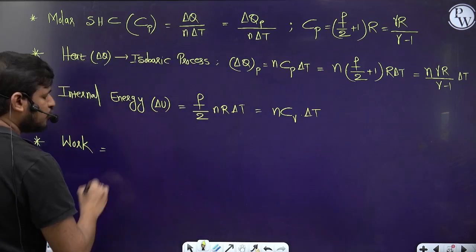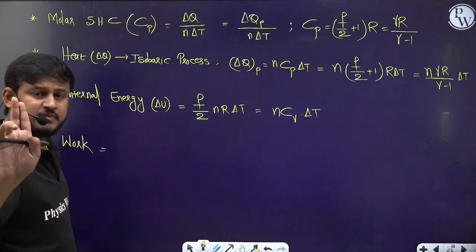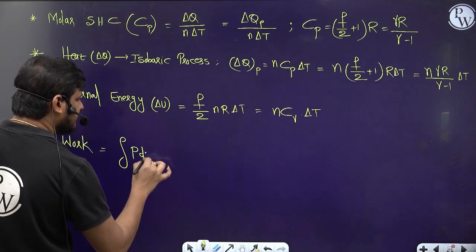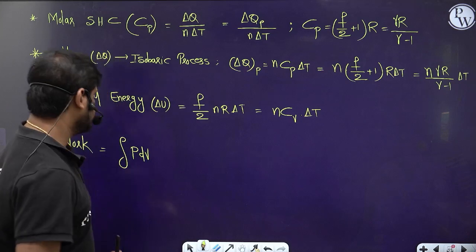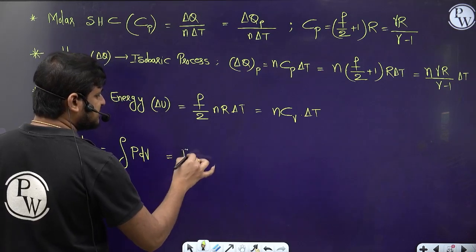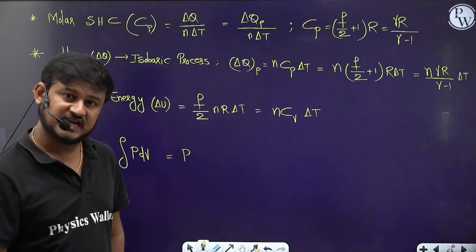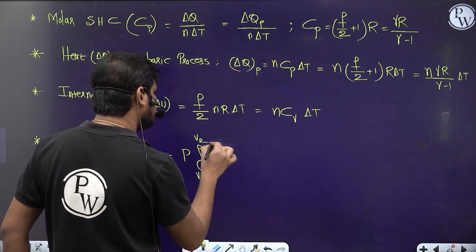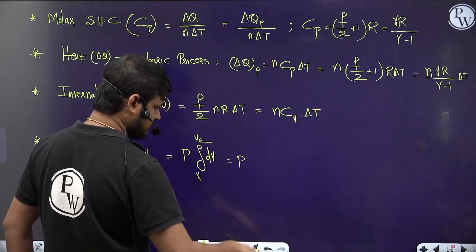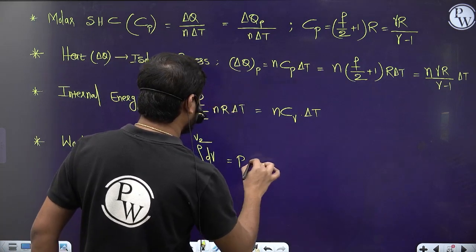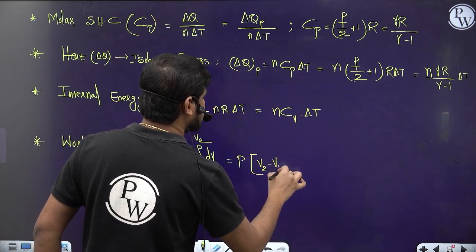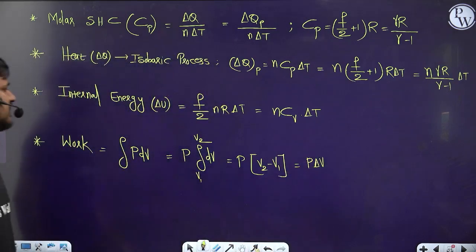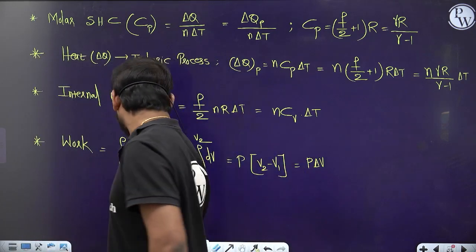Now let's go for the work done formula. Remember, the actual formula of work done in thermodynamics is the integration of PdV. The pressure is constant in the isobaric process, so it becomes P times the integration of dV. Let's say the volume is changing from V1 to V2, so it is P into (V2 minus V1). So this is P delta V in the isobaric process. Note these things down, important guys.